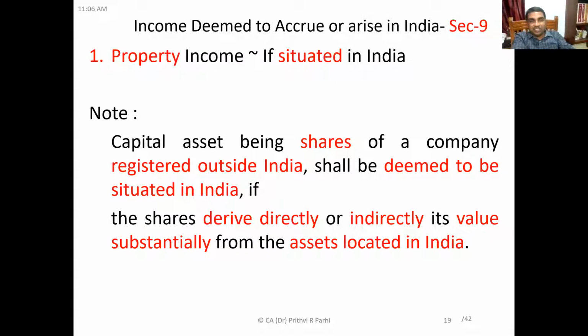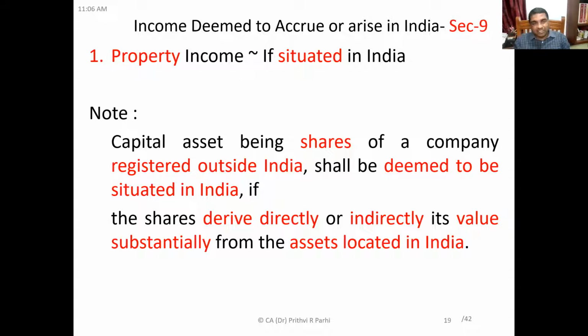Okay, section 9, series of things are there. One by one we'll see. First of all, you see point number 1, property income. If it is situated in India, let us see how that is to be taken. So capital assets being shares of the company registered outside India shall be deemed to be situated in India if the shares derive directly or indirectly its value substantially from the assets located in India.